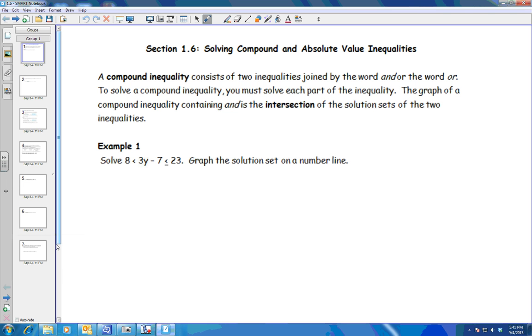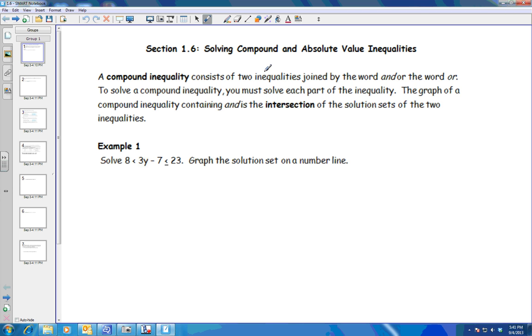Okay, this is section 1.6, and we're going to be solving compound and absolute value inequalities. We kind of talked about this yesterday when we learned how to write interval notation and set builder notation. A compound inequality consists of two inequalities joined by the word and or the word or. Just like in English, when you learn about compound sentences, they're joined with and or or.